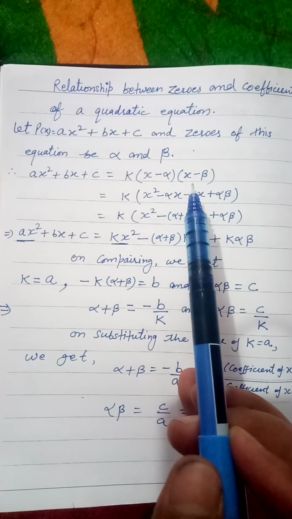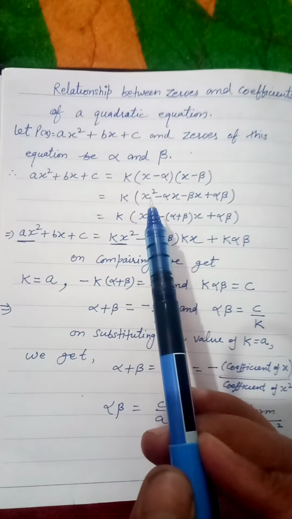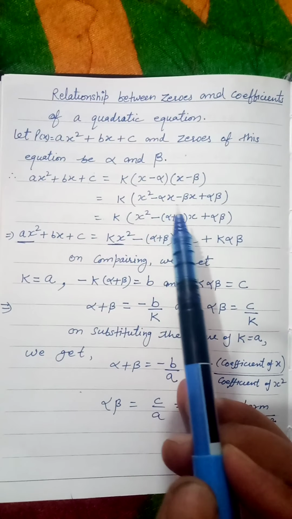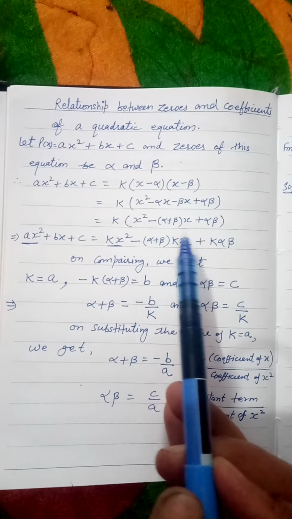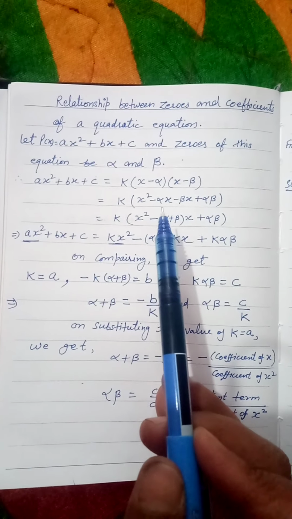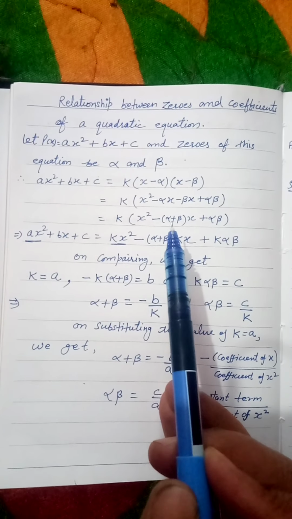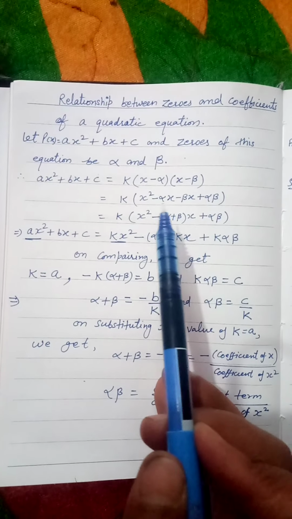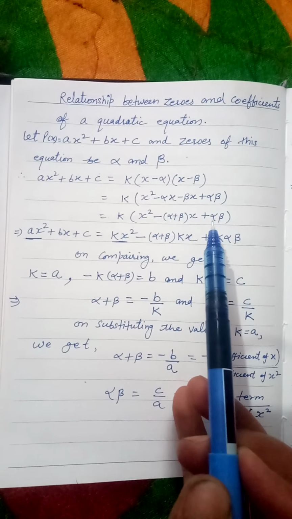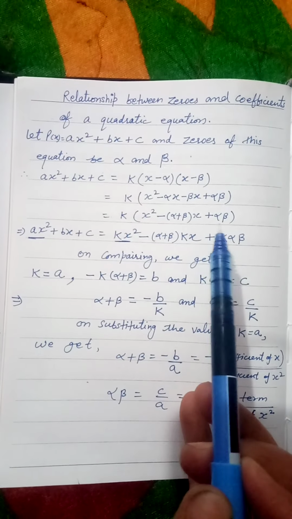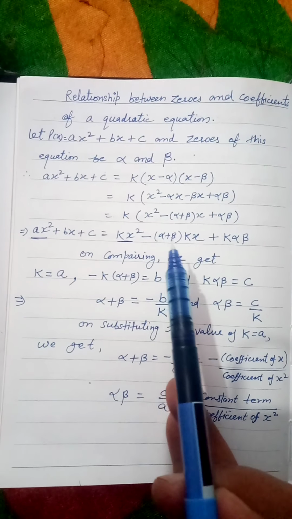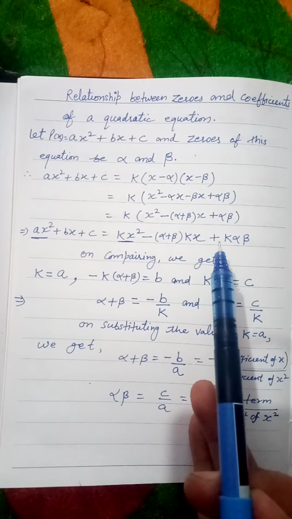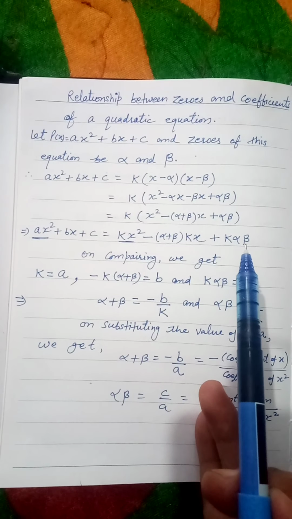If you multiply these two factors, you will get x square minus alpha x minus beta x plus alpha beta. If you simplify this by taking the negative sign common, I will get x square minus (alpha plus beta)x plus alpha beta. And if you multiply k throughout, you will get kx square minus k(alpha plus beta)x plus k alpha beta.